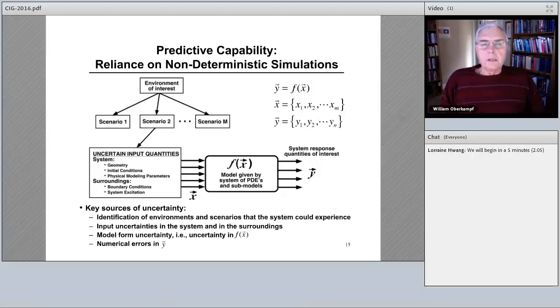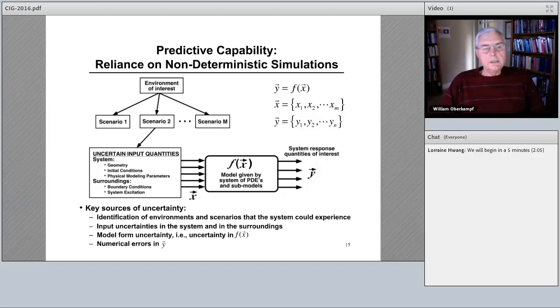Predictive capability relies entirely on non-deterministic simulation, and I suspect most of you are very familiar with this. But for those of you that are not, I'll briefly show this graphic and talk about what it is. You have various environments of interest, and these can be categorized, in engineering, as normal operating environment, or an accident environment, or an abnormal environment. And for some systems, you need to consider what's called a hostile environment. For example, the system is under attack, physical attack, or let's say electronic attack.